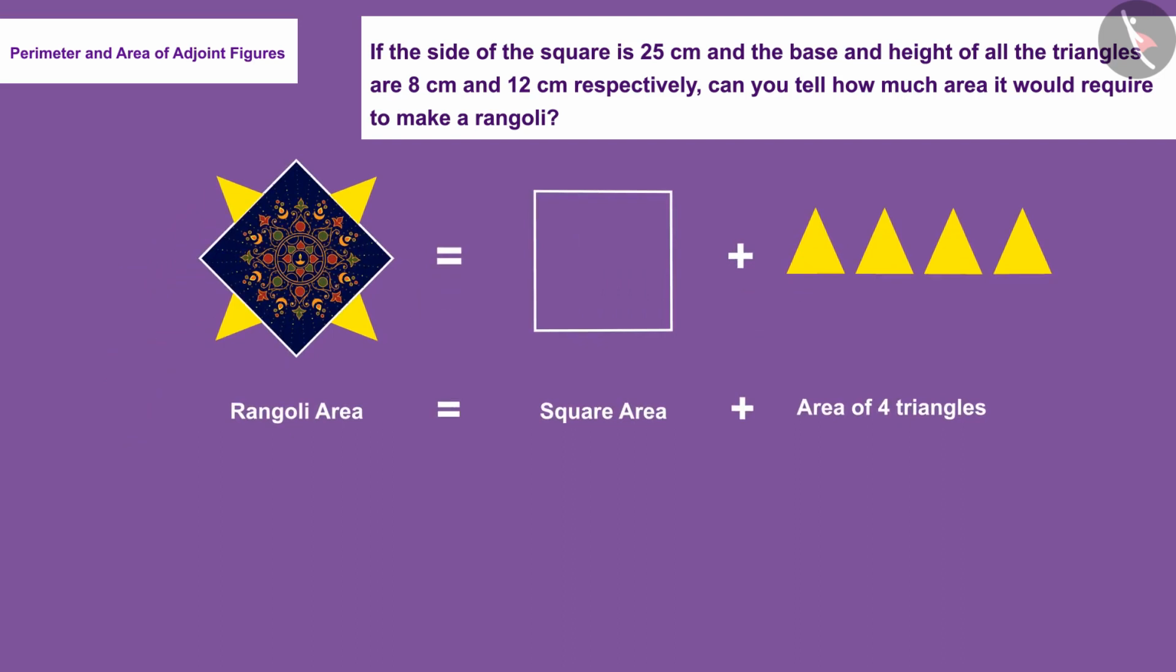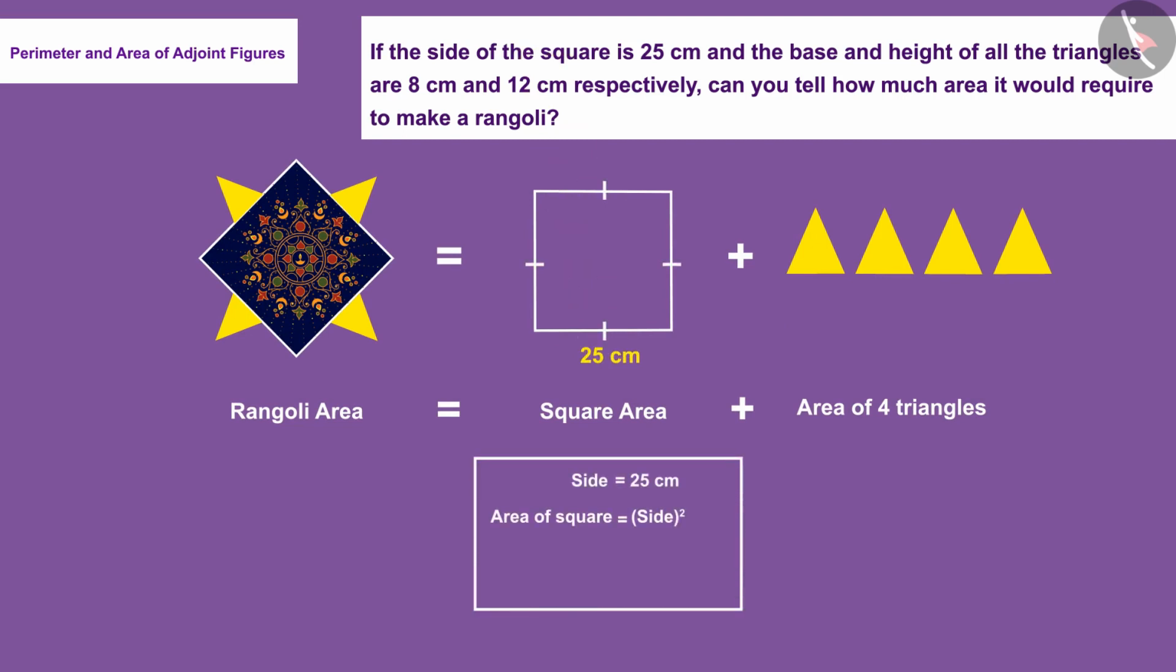So let's find the area of the square. The area of a square is the square of a side as all the sides are equal. Here, the side of the square measures 25 centimeters. Therefore, the area of the square will be 625 square centimeters.